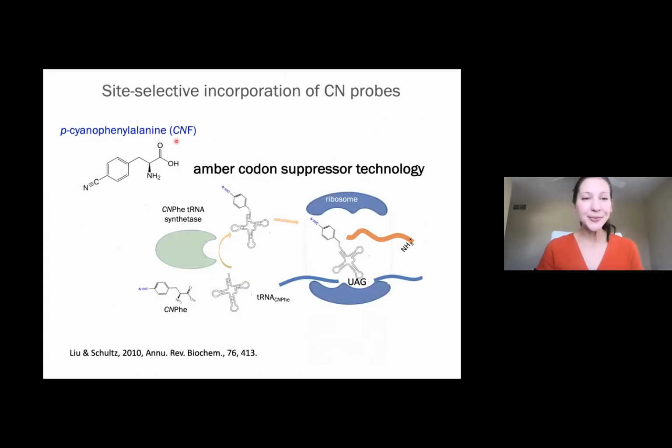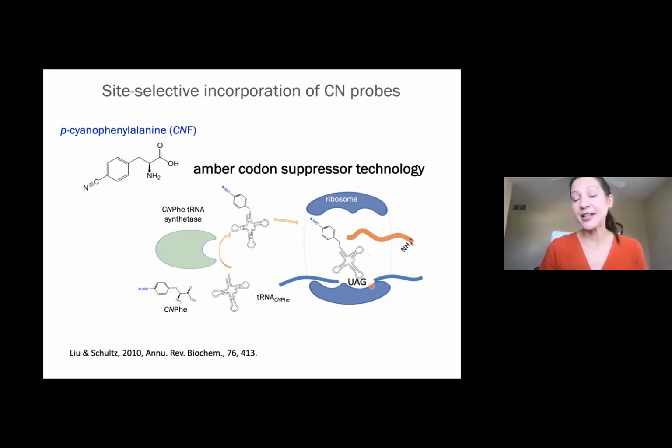So of all these probes, I've been using cyanophenylalanine since I began my group. We like it because that cyano group, of course, is in the transparent frequency window. This aromatic nitrile is intense enough of a probe that we can do experiments at low millimolar concentrations of proteins. And I also like it because we can fairly easily incorporate this probe wherever we want in a protein via the amber codon suppressor technology developed by Pete Schultz a while ago.